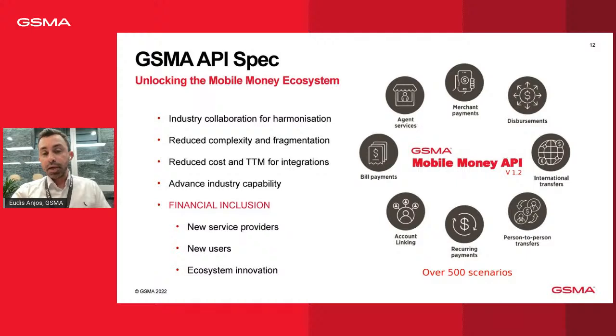The GSMA Mobile Money API specification is today in version 1.2, which is fully functional. This version contains 8 use cases: view payments, agent services, merchant payments, disbursements, international transfers, P2P transfers, recurring payments, and account linking. Every one of these use cases covers different scenarios that could be used in daily mobile money transactions. All these 8 use cases contain over 500 scenarios that are present in our specification.